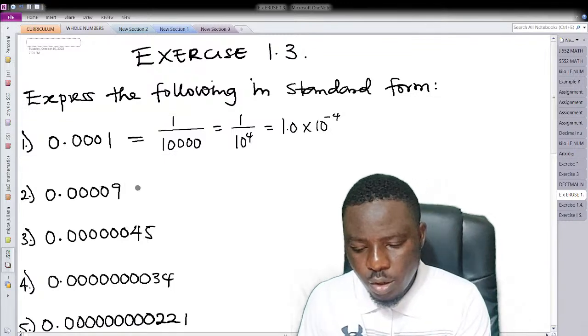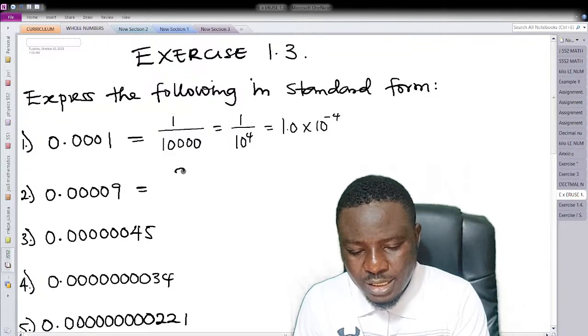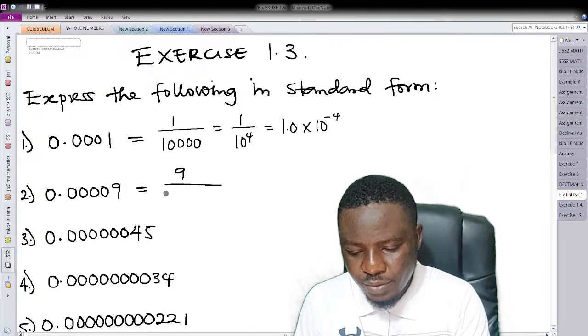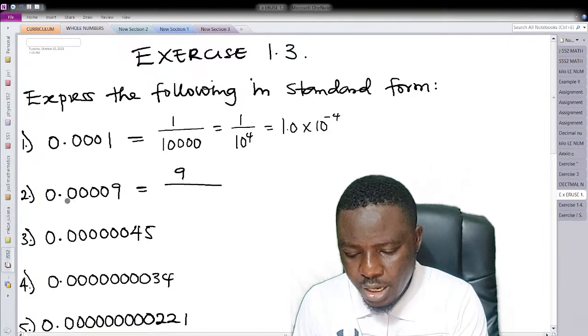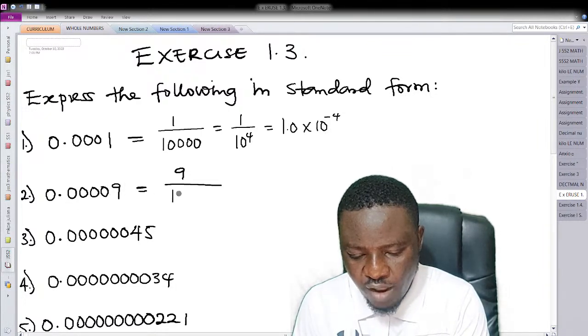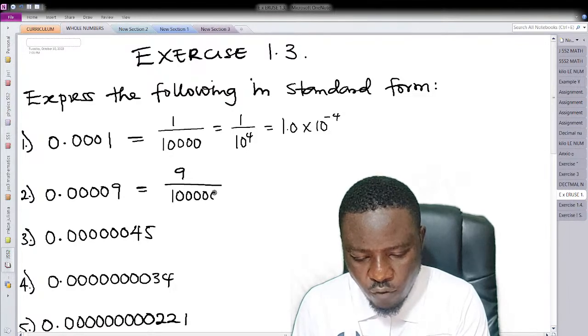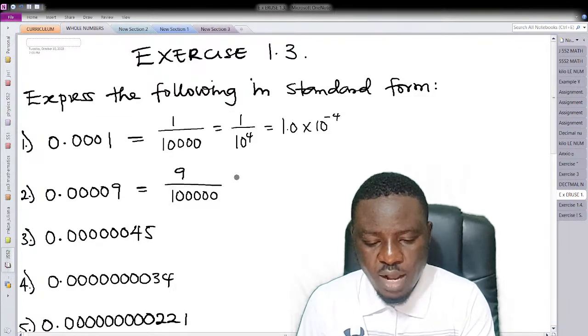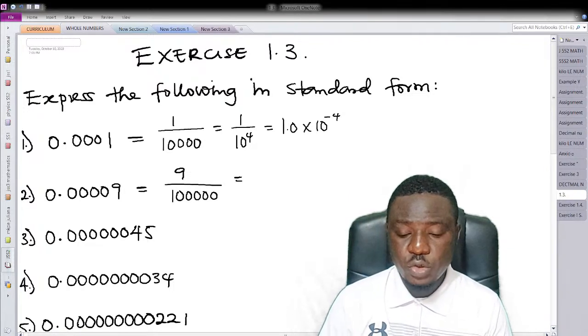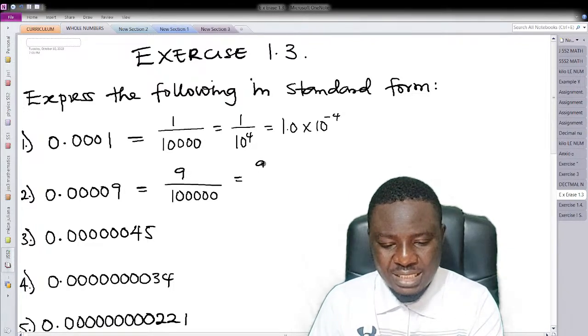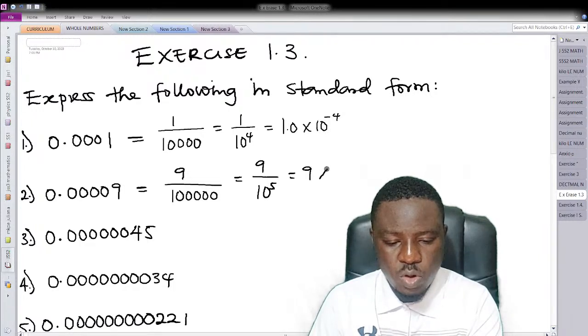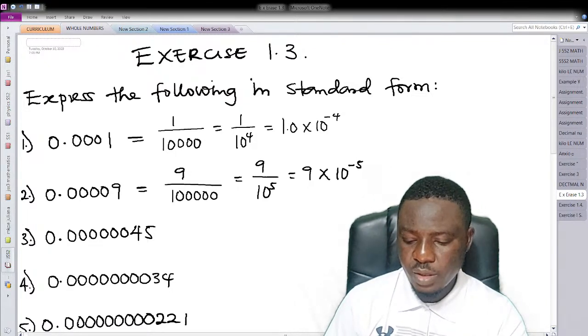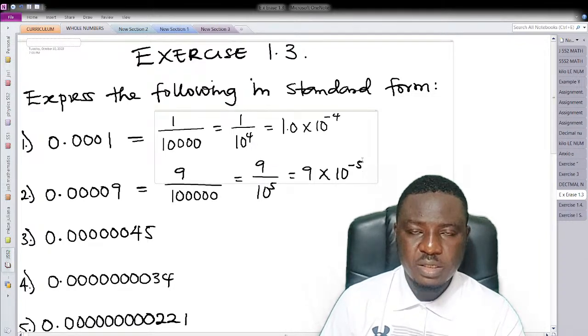2 gives us 9 divided by, this should be 100,000. When you have 1, how many digits do we have? 1, 2, 3, 4, 5. So this is 9 over 100,000, which can be expressed as 9 divided by 10 to the power 5, which is equal to 9 times 10 raised to the power of minus 5. Sarah, are you with me?